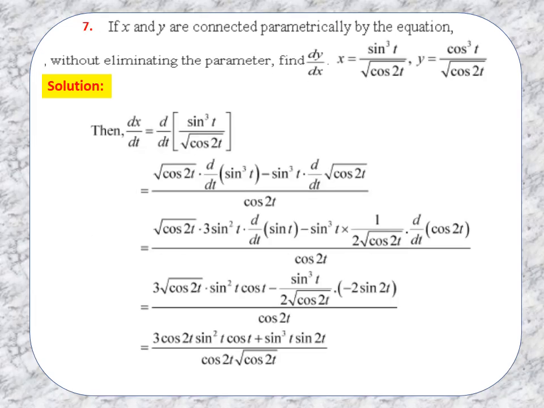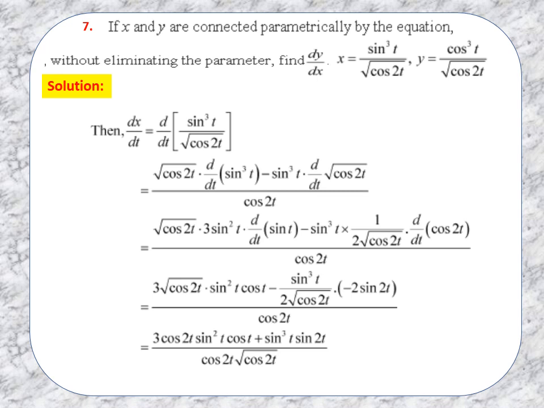Moving to question 7, which is a very important sum for 4 marks: if x is equal to sin cube t upon under root cos 2t and y is equal to cos cube t upon under root cos 2t, we have to find dy upon dx. So we have x and we have y, and the parameter here is t.